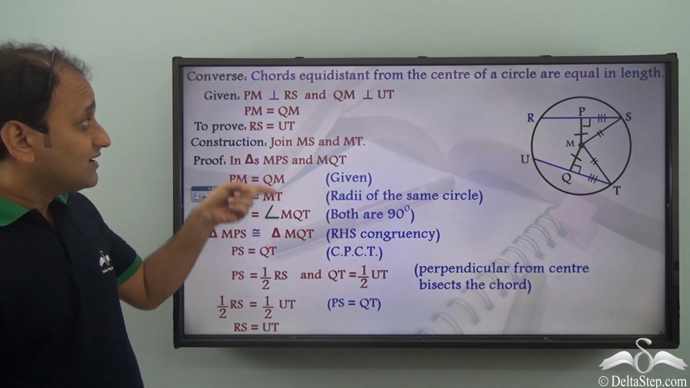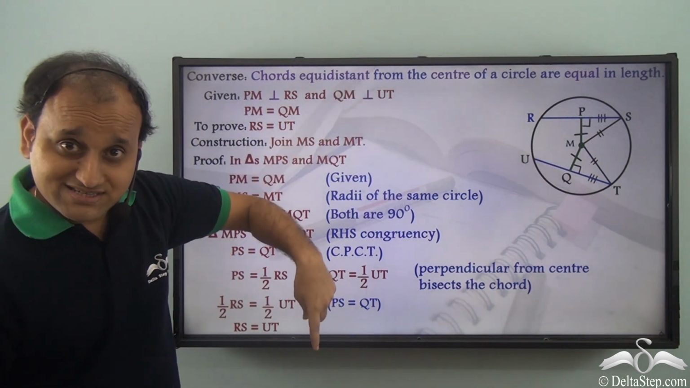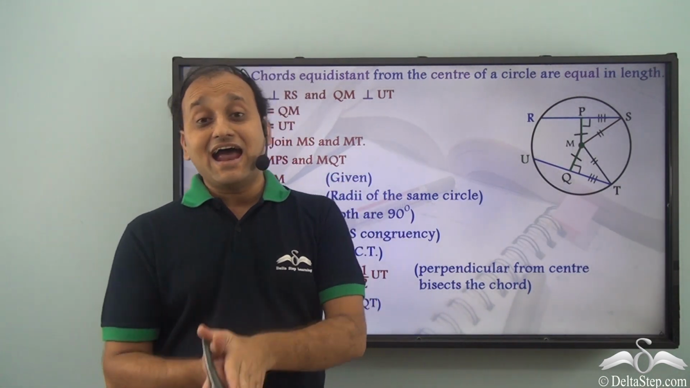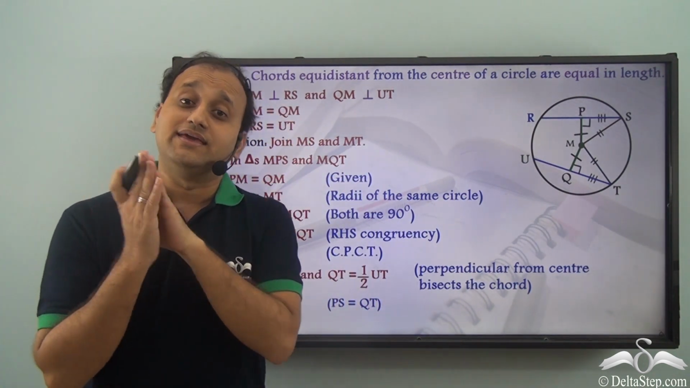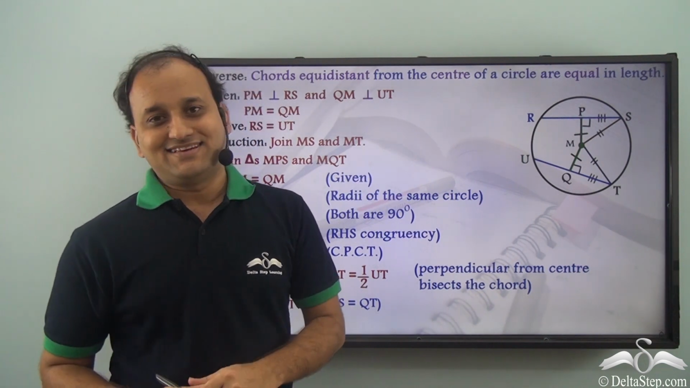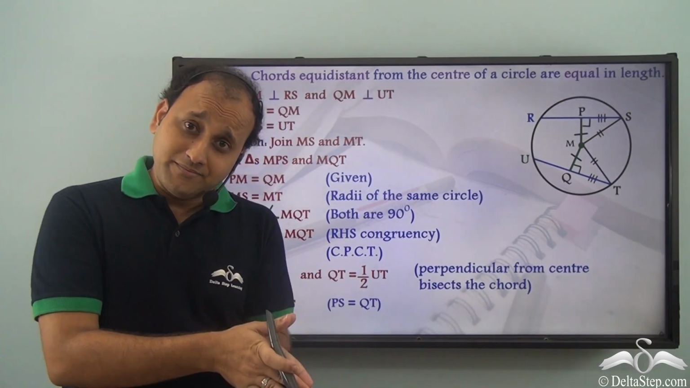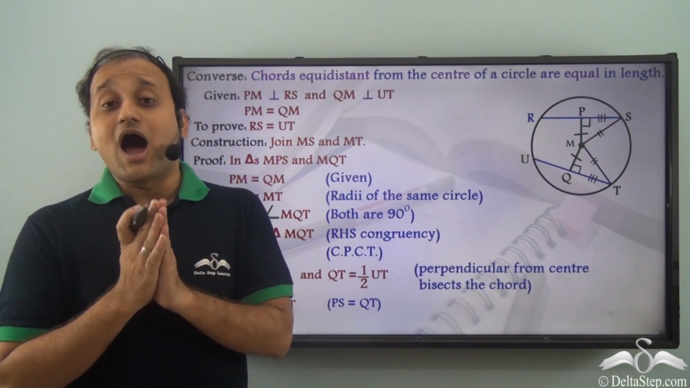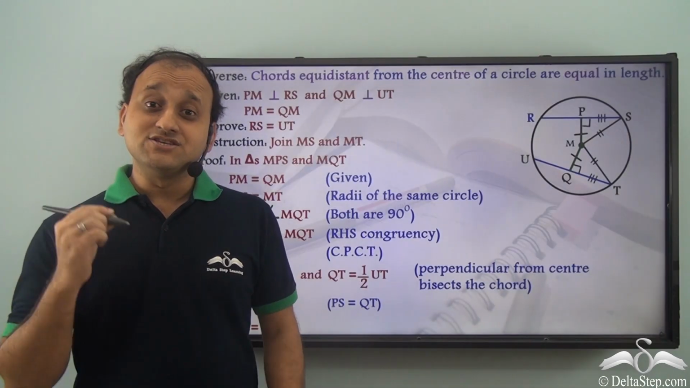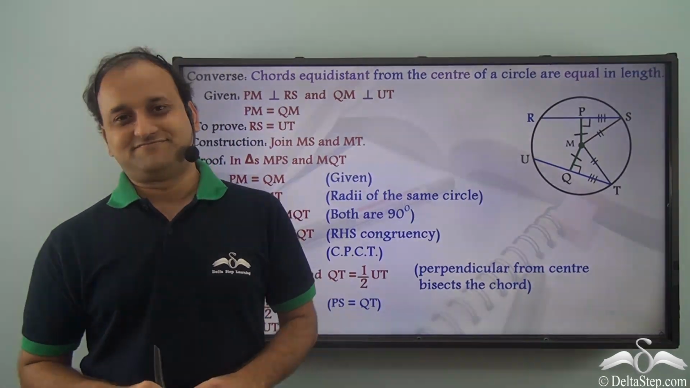So, what did we see here? That if chords are equidistant, we can say that both the chords are equal in length, and that is how we prove it. And this theorem and its converse are important properties of circles.